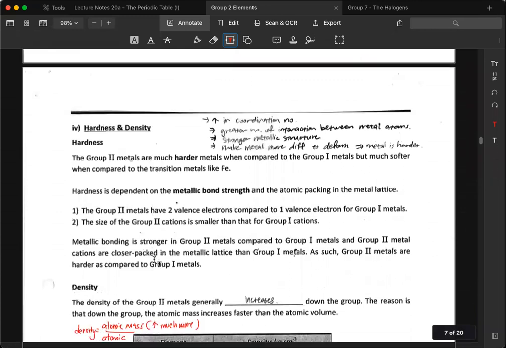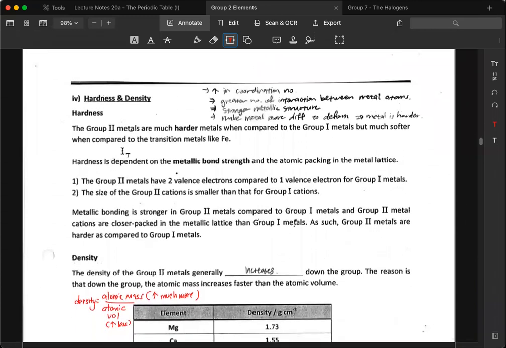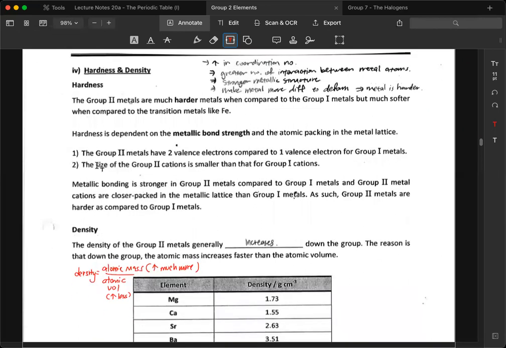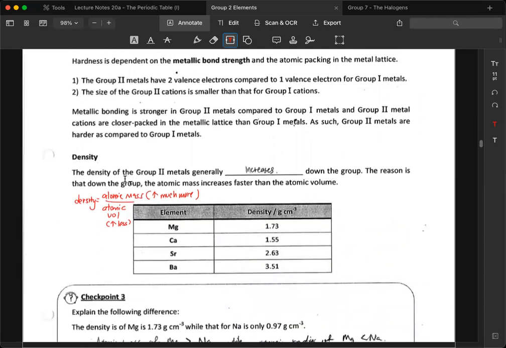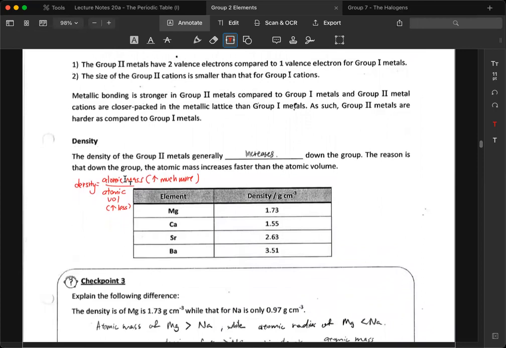Hardness and density. Group 2 metals are in fact much harder than group 1, but softer compared to transition metals. Hardness is related to metallic bond strength and the atomic packing in the metal lattice. Group 2 metals have 2 valence electrons, and the size of the cations is also smaller, so the metallic bond is stronger in group 2. The cations are more closely packed compared to group 1, so it's harder. The density will increase down the group because the atomic mass increases faster than the atomic volume. So overall density increases.